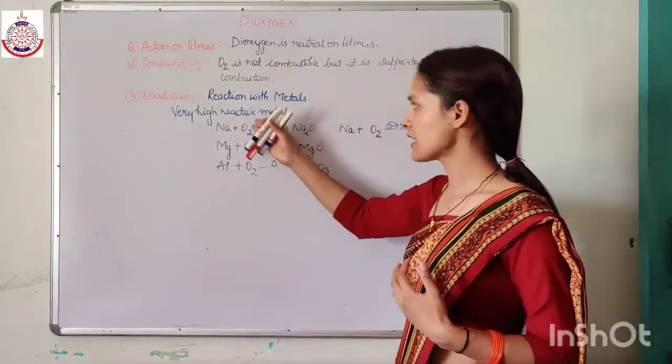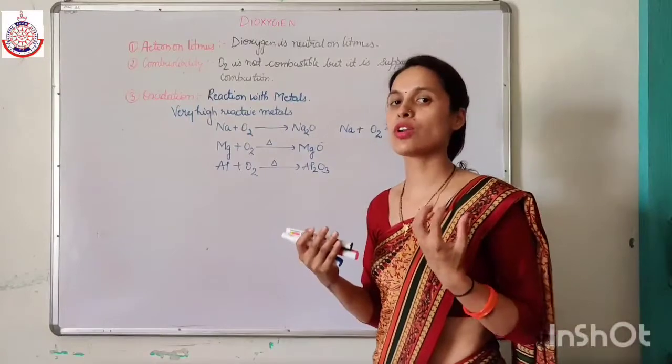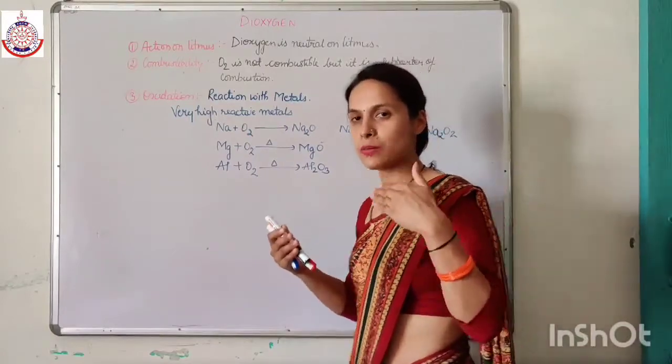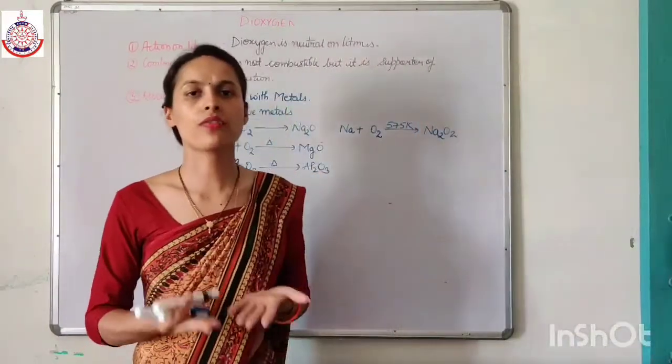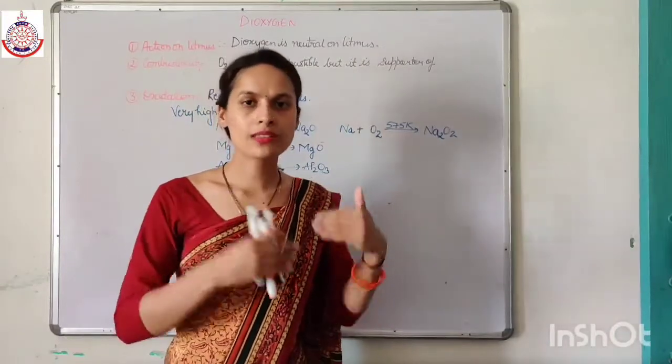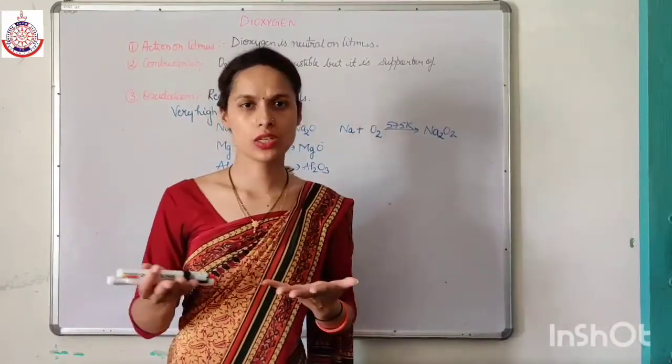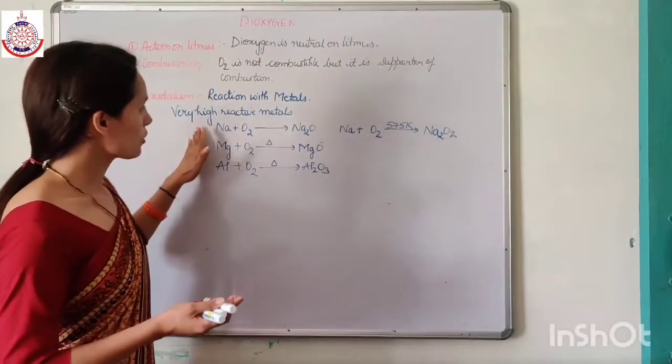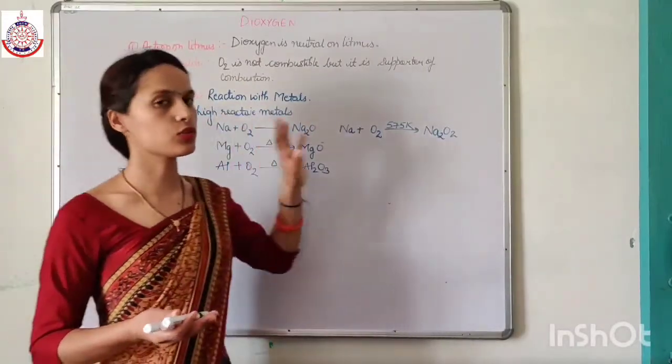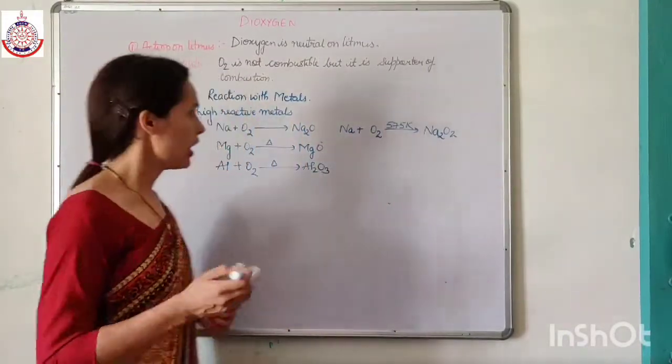With very highly reactive metals, not much temperature is required. With a little less reactive metal, a little temperature is required. With even less reactive metals, a little more temperature is required. So dioxygen reacts with a number of metals to form the respective oxides.